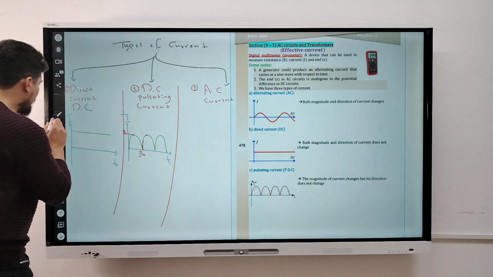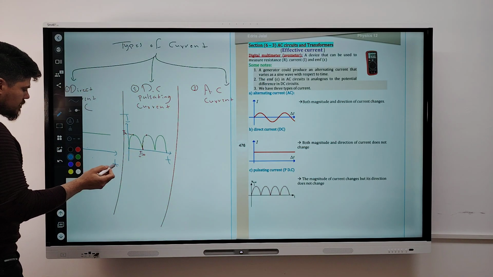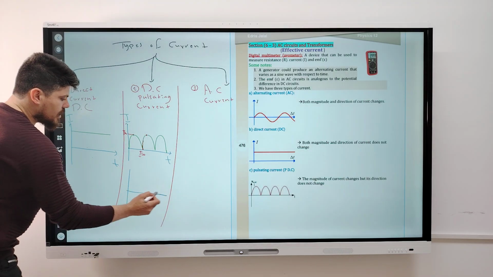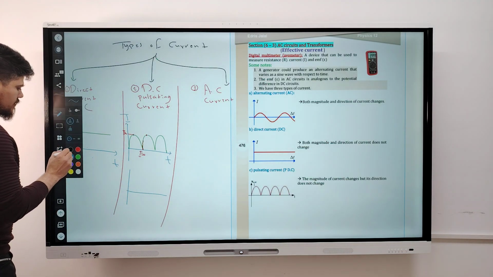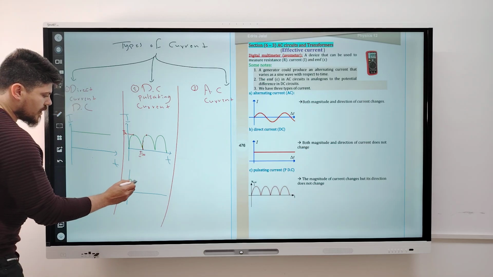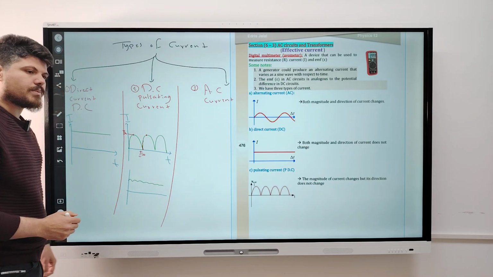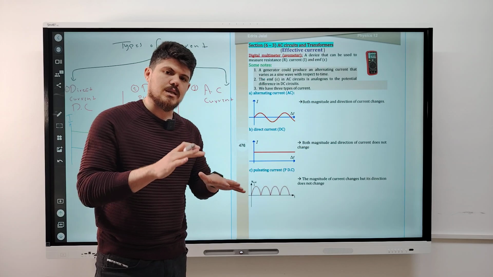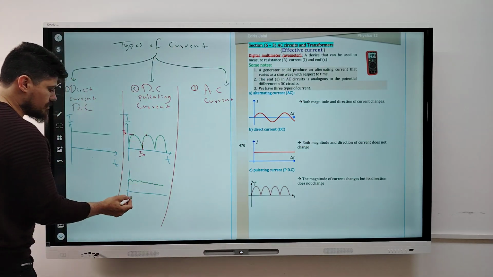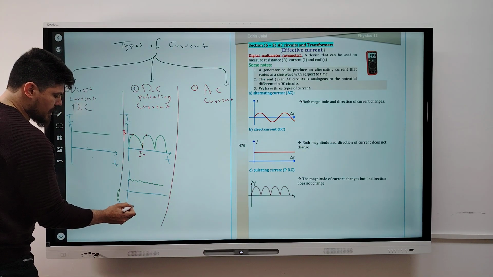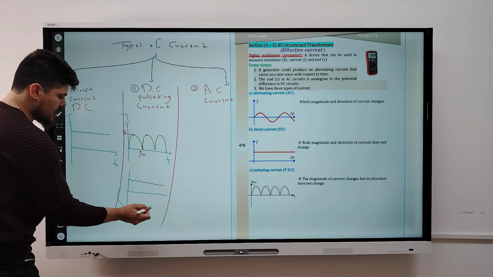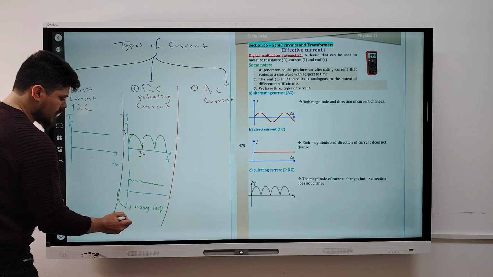Okay, so by using many commutators and many loops, we can achieve a steady directed current with a little pulse.